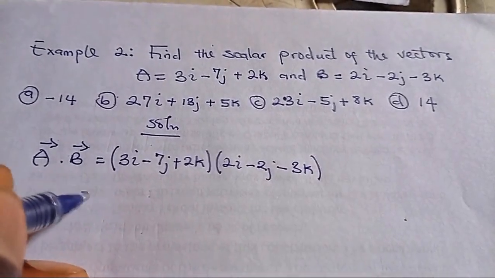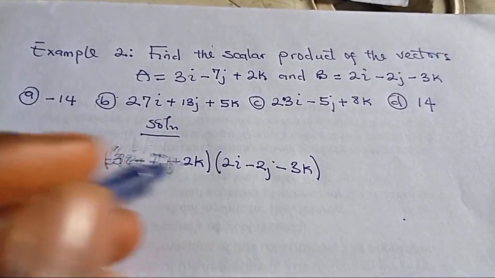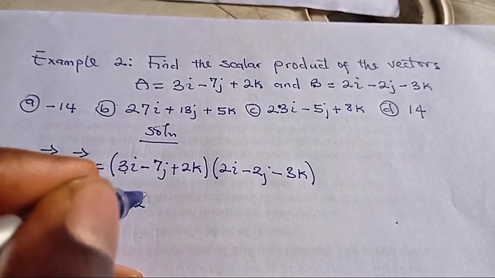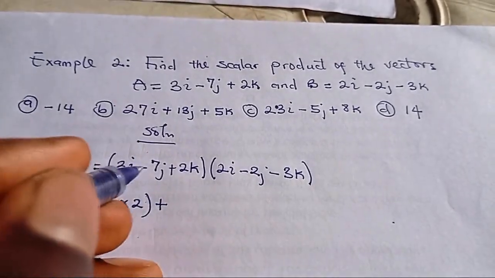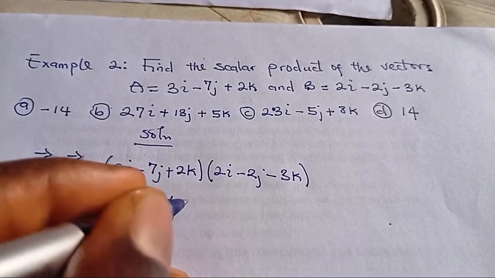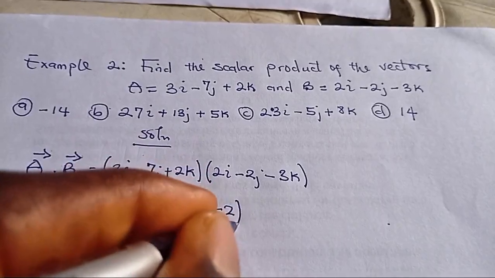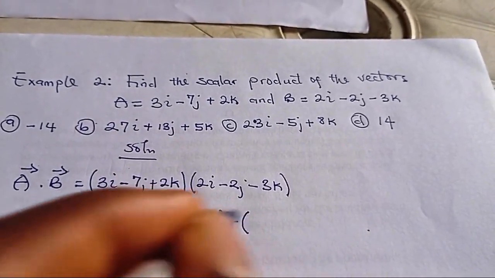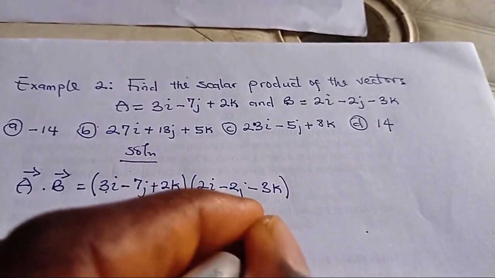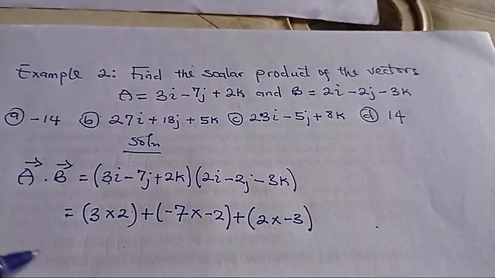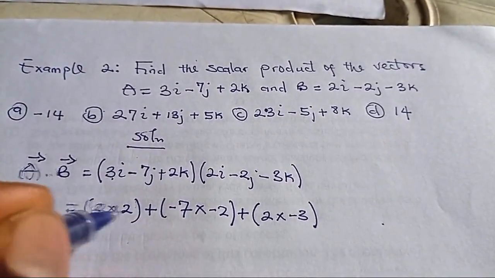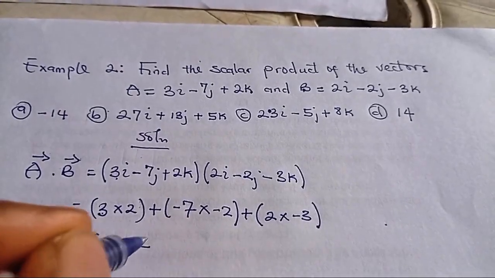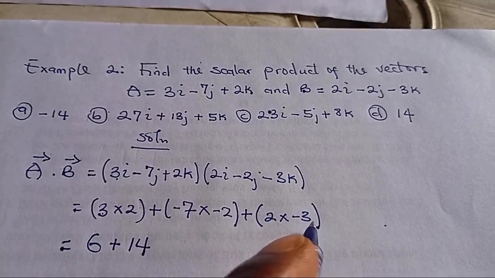And this is going to be equal to vector A, as given to us in this question, 3i minus 7j plus 2k, multiplied by vector B, which is 2i minus 2j minus 3k. So from this, we are going to multiply component by component. We'll have 3 multiplied by 2, plus minus 7 times minus 2, then plus 2 times minus 3.